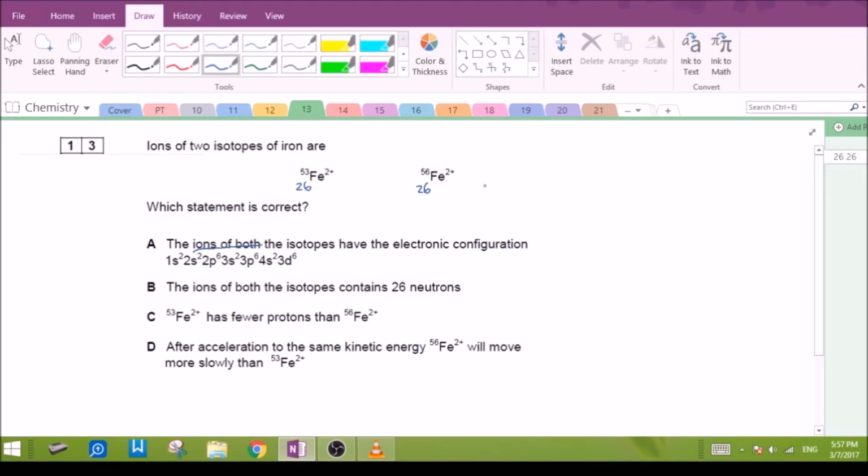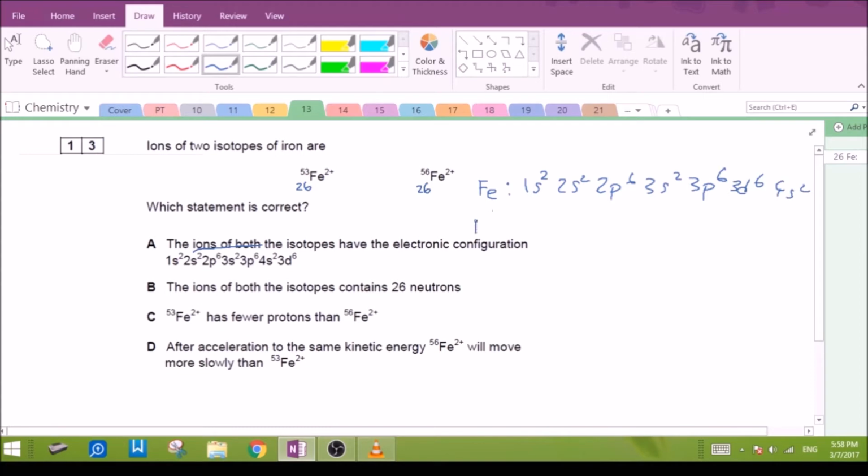So first of all, let's look at the atom itself. It has 26 electrons, so the configuration will be 1s2, 2s2, 2p6, 3s2, 3p6, 4s2, and 3d6. Right, so this is the electronic configuration of the iron atom.